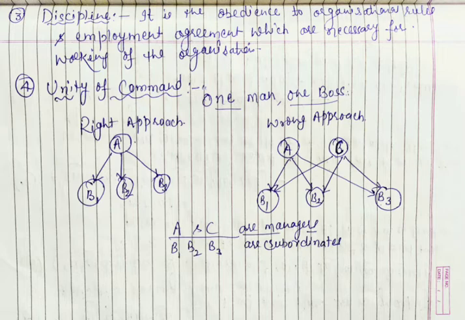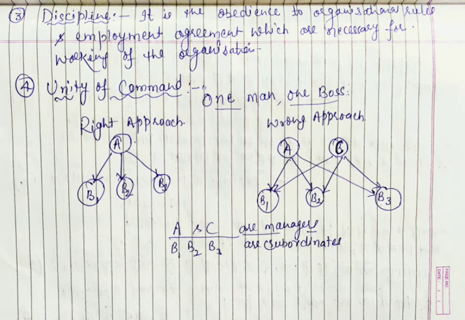So according to Fayol, authority and responsibility should go hand in hand. It means when a particular person is given any work to do, then he should be made responsible for the results only and only if he is given authority to perform these activities.